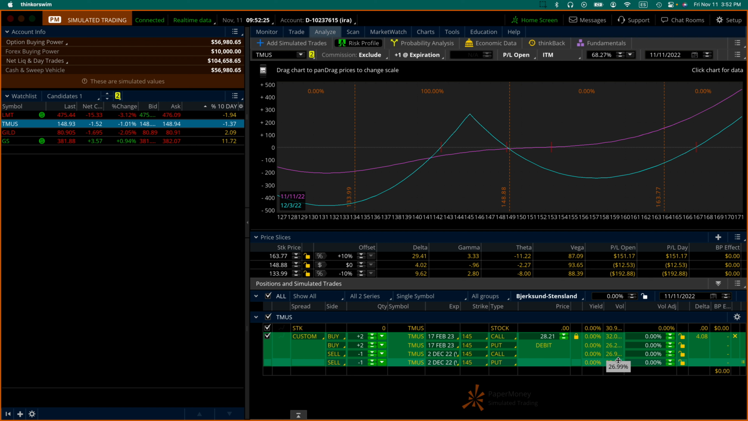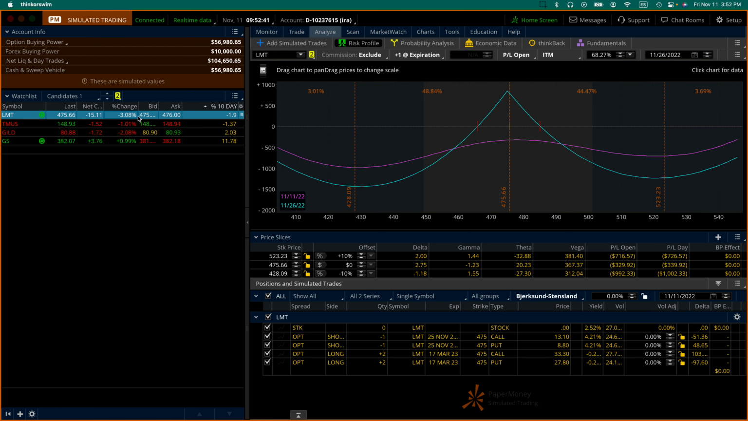T-Mobile, we had a potential trade but we decided not to, and I can see that the volatility here is very low in the front month and higher in the back, so that's not a good trade. And this potential trade, you can see that it's done nothing since I put it here last week or the week before, I don't remember.